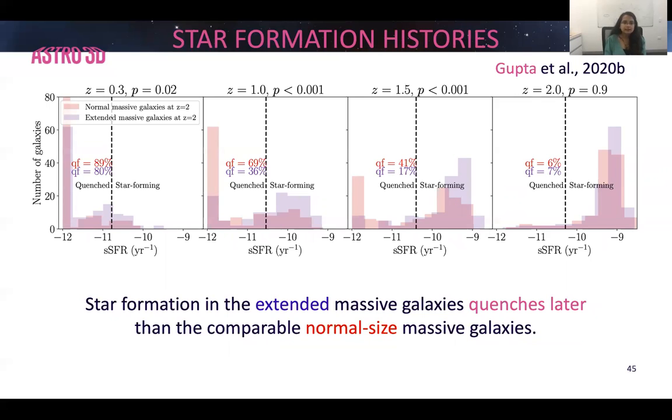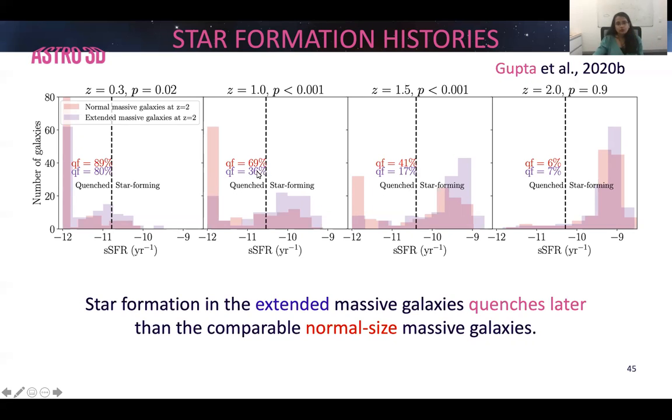So the plots here have the same information as the previous plot, but plotted slightly differently. Now we are calculating the quenched fraction. Just focus on this number and how this quenched fraction changes for the two populations as we go from redshift 2 to redshift 0.3. At redshift of 2, both populations, normal and extended massive galaxies, almost all of them are star forming. Only 6% are quenched. But as we go to redshift of 1.5, almost 40% of the normal massive galaxies have already quenched, whereas only 20% of the extended massive galaxies are quenched.